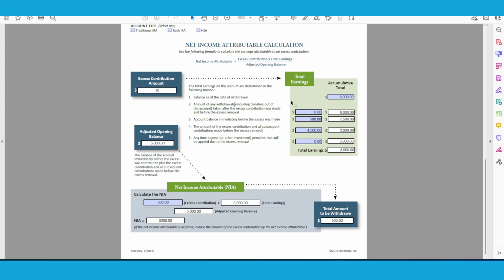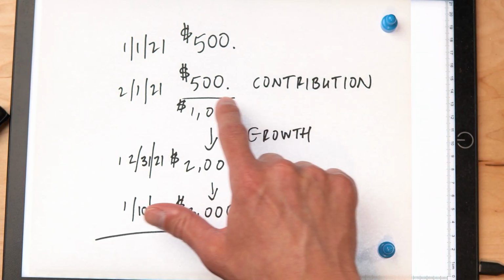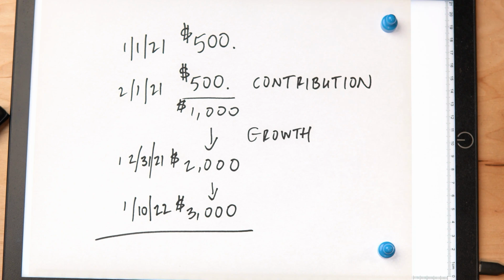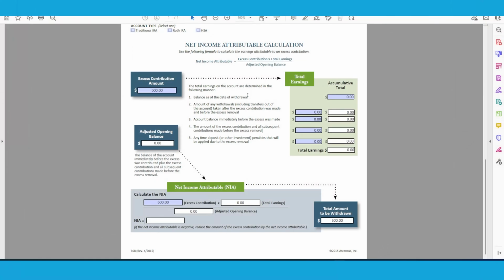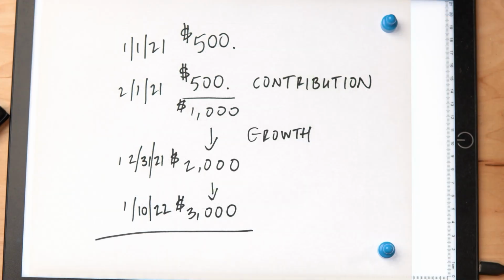Let me go ahead and zero out some of these numbers, and we can go ahead and plug what we want in. I would suggest if you're going through this that you zero out all of the numbers just to start fresh so you don't make any mistakes. Our excess contribution, we only made one contribution of $500, so we'll put $500 in there. Our balance as of the date of withdrawal is $3,000 because we're going to say this is what the balance was on yesterday's close, and then we're going to fix it the following day.